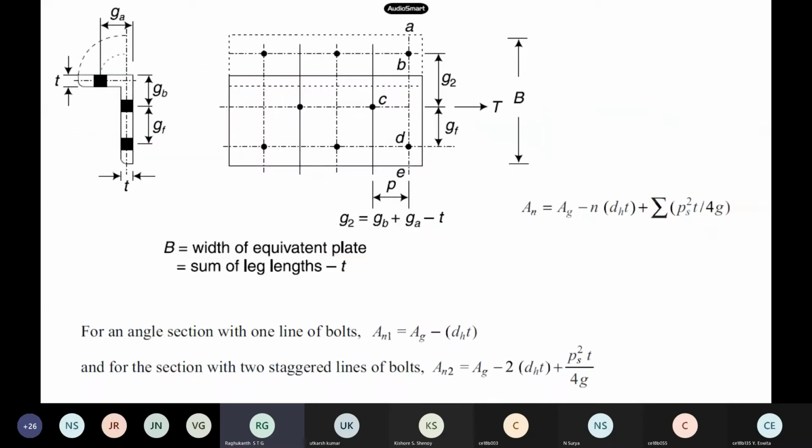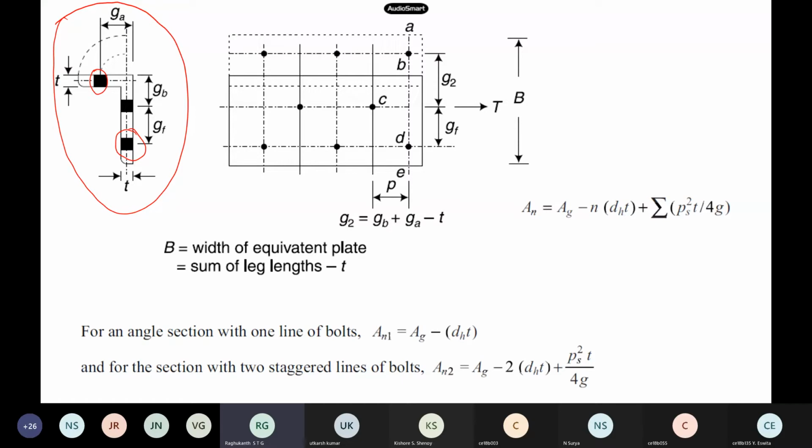Now another most important thing is if I have angle sections like this. Generally we use angle sections, as I told you, as tension members. Let us say this angle section has been connected to a tension member. This leg is connected, and this leg is also connected. So how do you find the net tensile rupture area for this type of cross section? This is also a big issue.